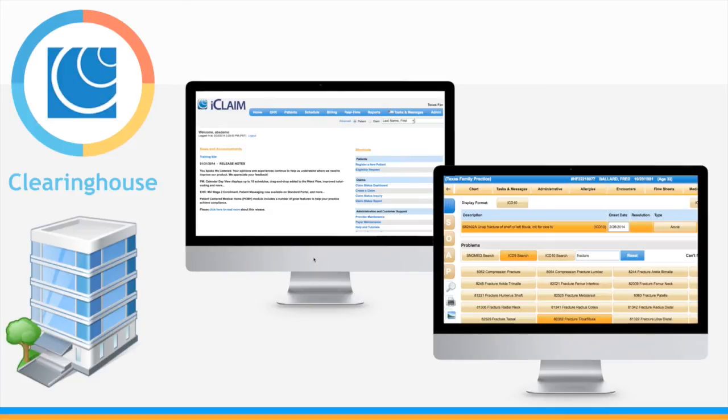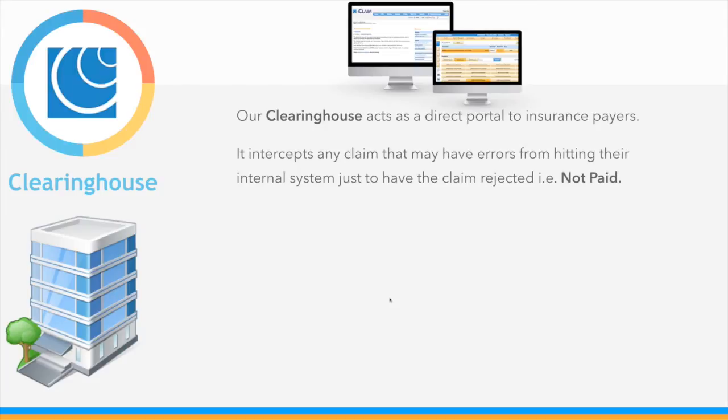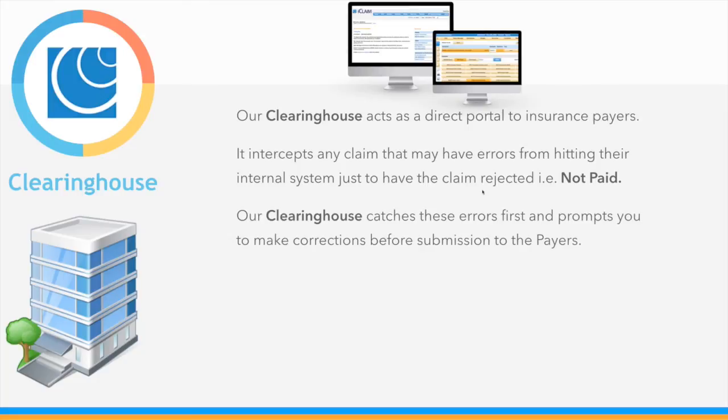And the other thing, again, we brought into play here is the clearinghouse. And again, the clearinghouse is nothing more than the portal, basically, that gives us direct access to the insurance companies, as you can see here. So, you know, what it does, it intercepts any claims that might have any errors. So if there's an error, when you go to process your claim, it's going to let you know, hey, you might have a rejected claim, so before you send it out and not get paid, let's fix it internally. So our clearinghouse will catch those areas first. It'll prompt you then to make that correction before you submit that to the payers.